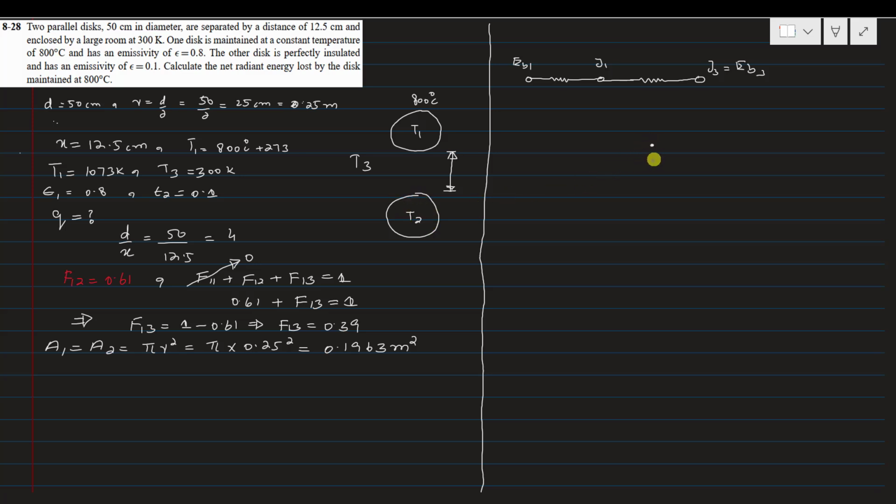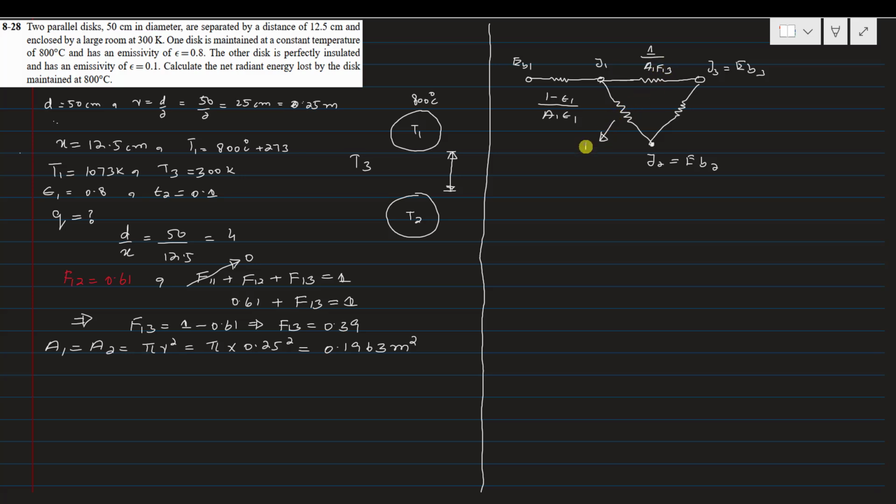Surface resistance is 0 because it is perfectly insulated. So we can say that J2 is equal to EB2, and the heat transfer between J1 and J2 occurs, and in between there must be a space resistance. Similarly, the heat transfer that occurs between J2 and J3 will also face the space resistance between them. Okay, so this resistance is equal to 1 minus emissivity 1 divided by A1 F13.